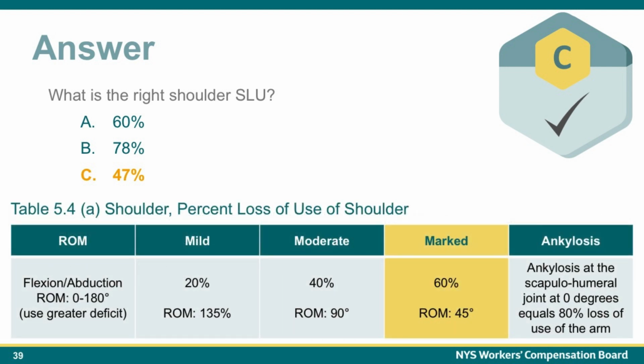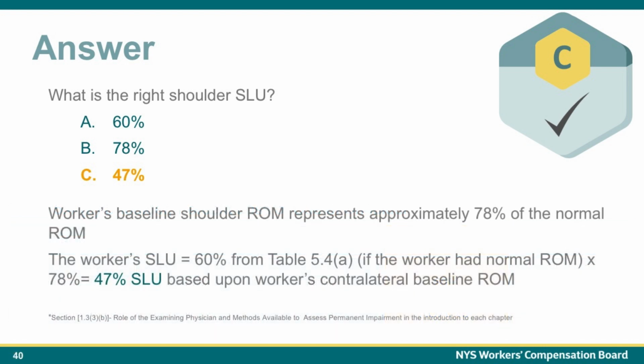If you look at the shoulder table in the 2018 guidelines, you can see that the range of motion for this injured worker would fall into a marked or 60% category, and range of motion of 45 degrees would equal 60%. However, because a patient's contralateral baseline represents 78% of normal, the calculation of the worker's SLU would be 60%, or guideline normal, multiplied by 78%, the patient's contralateral baseline value, resulting in 47% SLU.